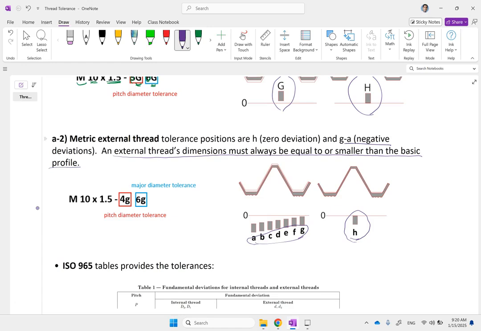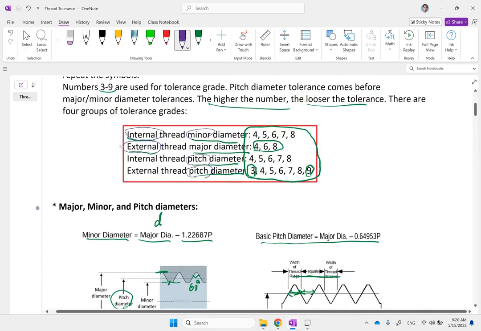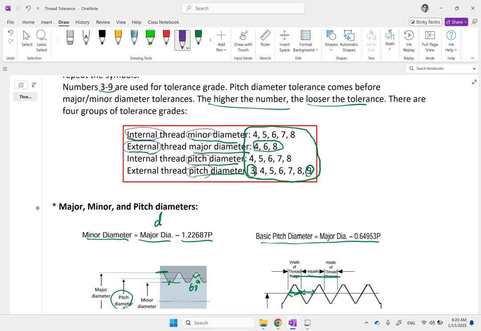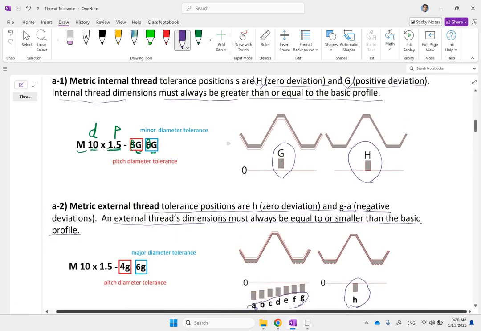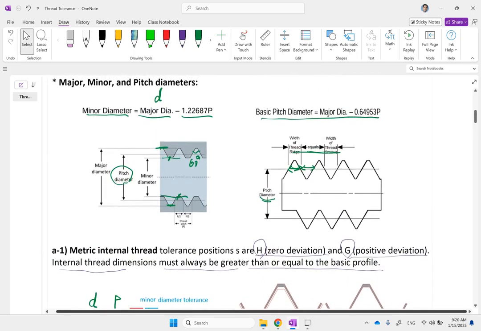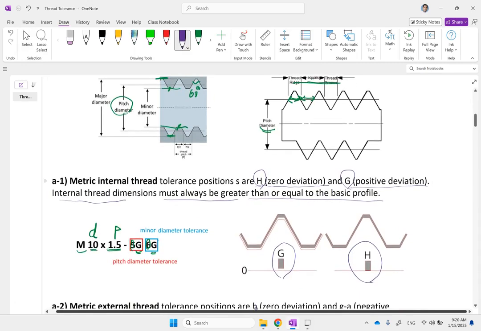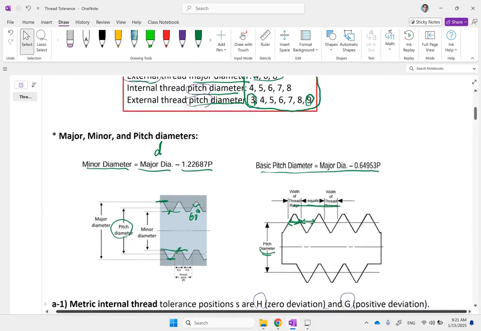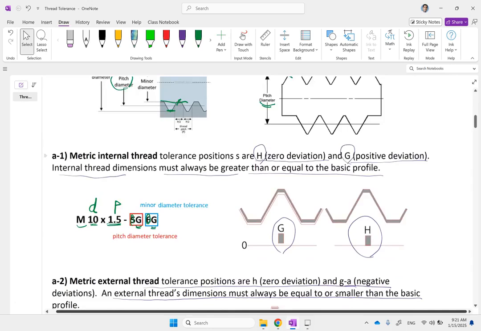Okay, so as you go from A to H, it is going from negative numbers all the way to 0. Right? So far, we learned what each letter means for external or internal, and what the meaning of each class is. So 3 to 9 means increase in the size of the tolerance zone, and anywhere from A to H or G to H means reduction in deviation of the tolerance zone. Okay, so far. Now, how much are they? What is the number for G, H, 1, 2, 3? I'm going to show you the tables for that. But first, let's see how we are going to show the internal and external thread tolerances differently.